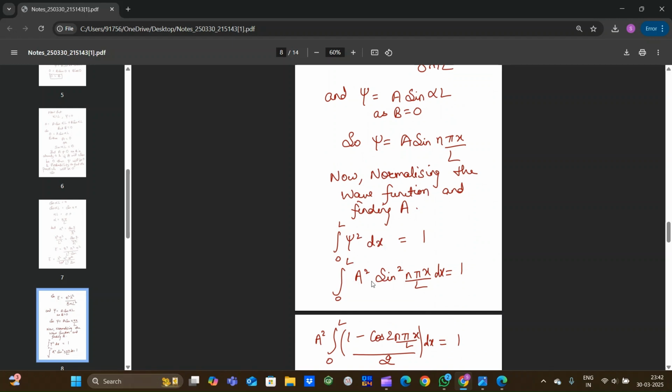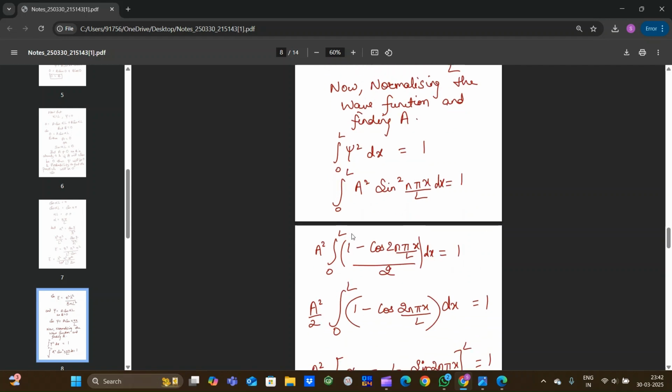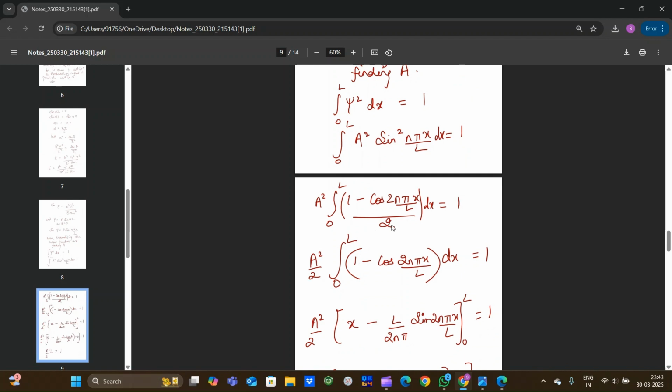We will put the value of psi here: the integral of a square sin square n pi x by L dx is equal to 1. Since a square is a constant, I will take a square out, and we know that sin square x is equal to 1 minus cos 2x upon 2, right? This is a mathematical identity. So this is 1 minus cos 2 n pi x by L upon 2 dx is equal to 1. Now a square by 2, I'm taking this 2 out, and the integral of 1 minus cos 2 n pi x by L dx is equal to 1.